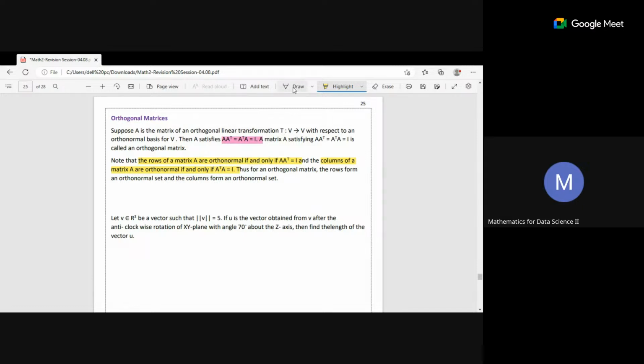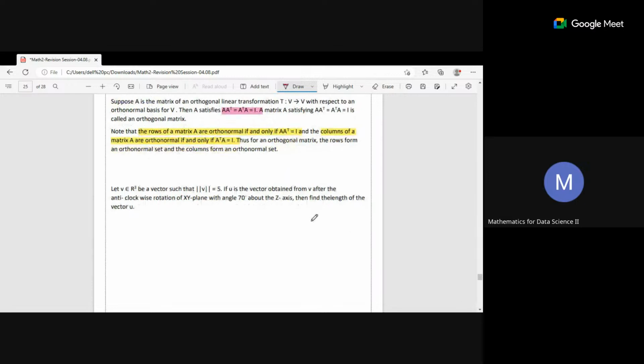Okay. So now let us look at this question. Let V in R3 be a vector such that norm V is equal to 5. If u is the vector obtained from V after an anti-clockwise rotation of the xy plane with angle 70 degrees about the z-axis, find the length of the vector u. So what happens to the rotation? Rotation means you have some vector and you just move it to some other direction. So the length of this vector is just going to remain the same. Whatever angle you are rotating, the length is going to remain the same.